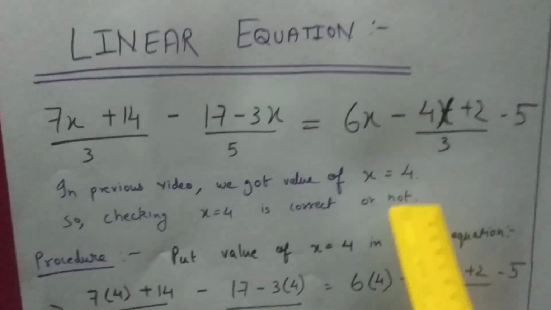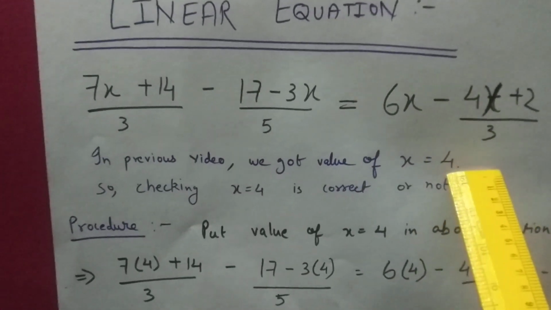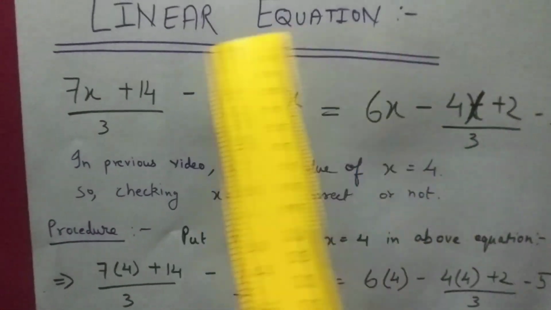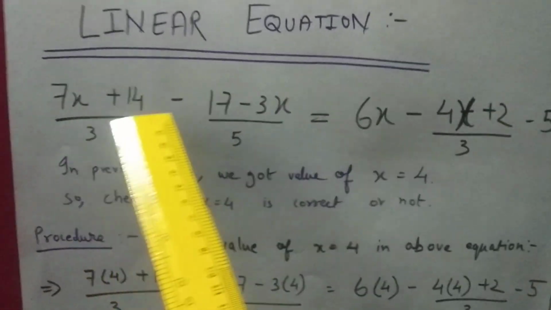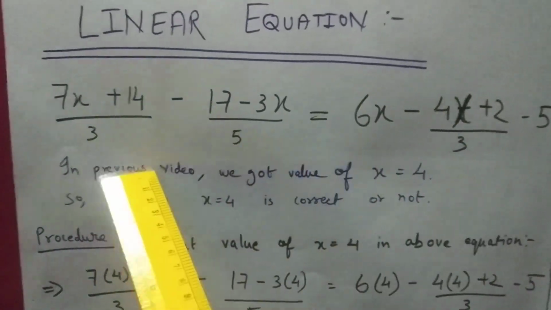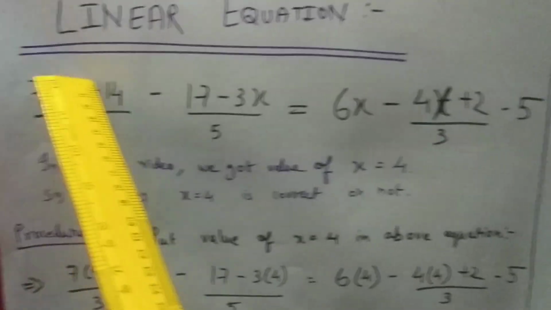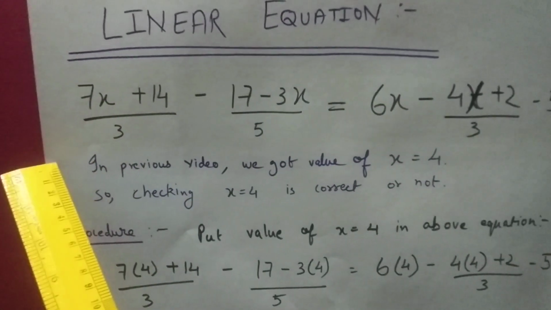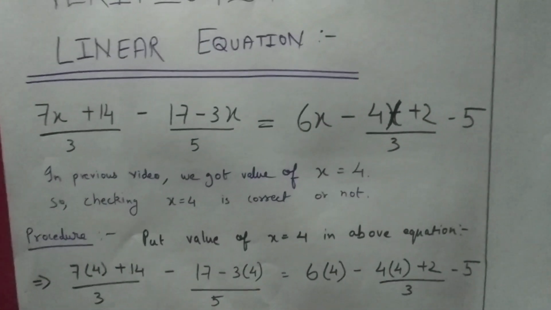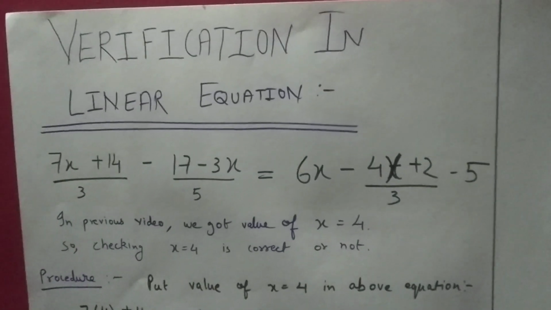Okay, we conclude that this value of x, which is 4, is feasible for this linear equation, because on putting this value of x, 4, back into this linear equation, we are getting that this value is equal to this value, LHS is equal to RHS. That means this value of x is satisfying this whole linear equation. So we conclude that the value of x, 4, is correct. So this is one example where we have found out how to do verification in a linear equation.